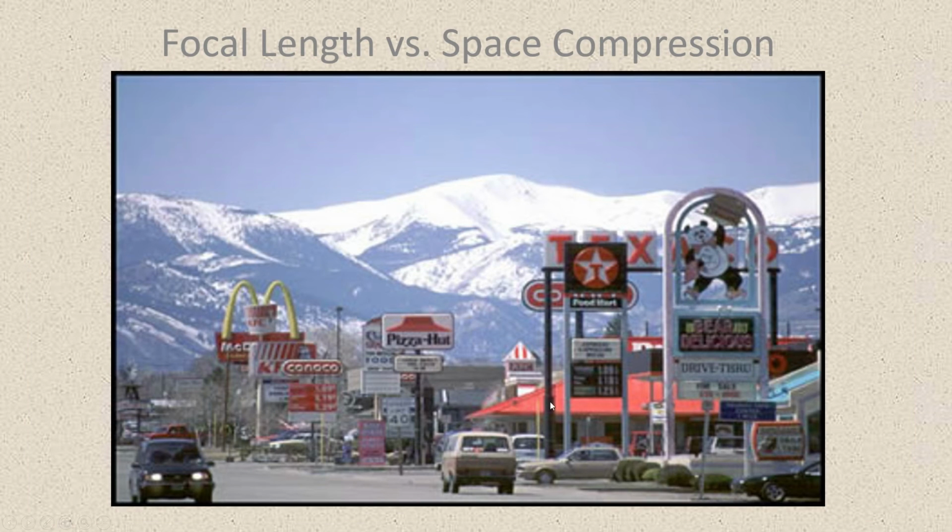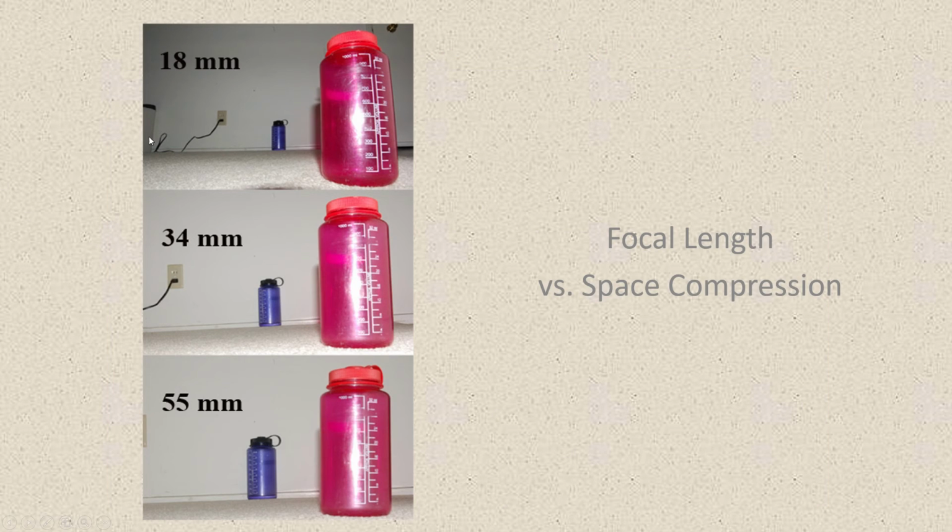Here is space compression. As this camera is backed way up and zoomed in on maybe a 300 millimeter lens or more, it looks like these stores are just compact, one right after the other after the other. This is space compression. As you zoom into something, you punch in, you get a higher focal length. Your space compression is way exaggerated. It's hard to tell the distance between objects. Depth perception is killed. In fact, look at this: 18 millimeter versus 55 millimeter. 18 millimeter gives more of a true sense of the depth between these bottles. 55 millimeter looks like they're right next to it.